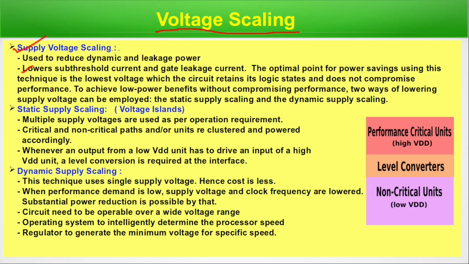To achieve low power benefits without compromising performance, two ways of lowering supply voltages can be employed: static supply scaling and dynamic supply scaling. There are two methods which we can use.